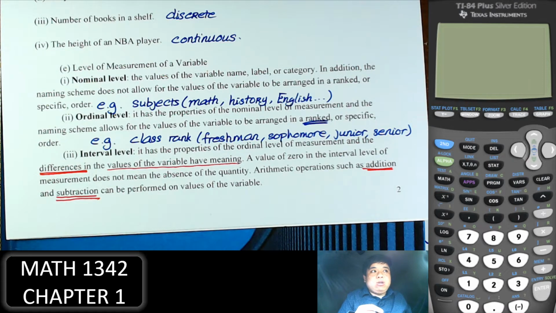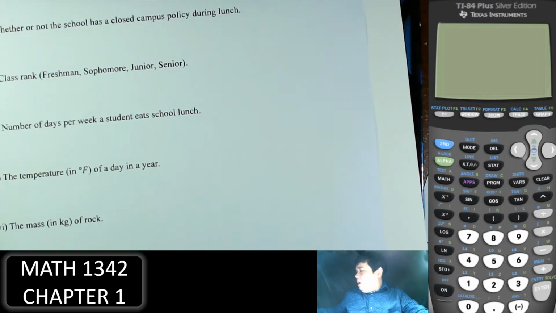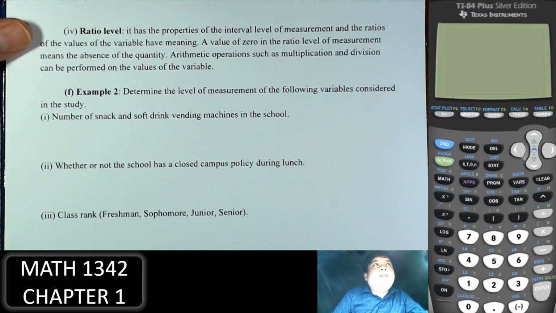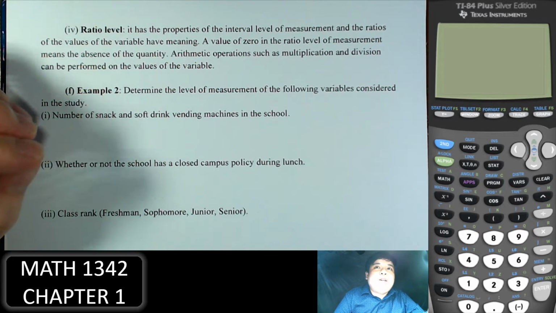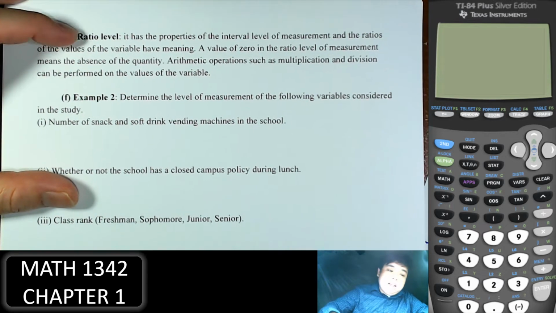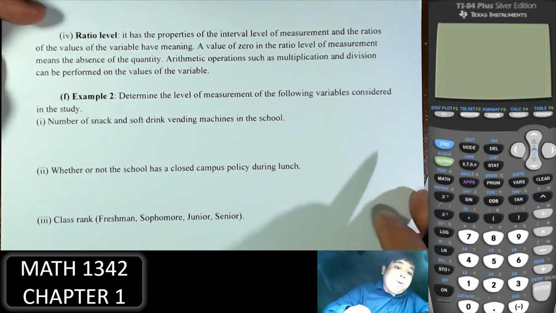When we talk about temperature, we cannot say twice as hot. Between 10 degrees and 20 degrees, we cannot say 20 degrees is twice as hot as the other. However, with age, you can say that. And that brings us to the next level, which is the ratio.